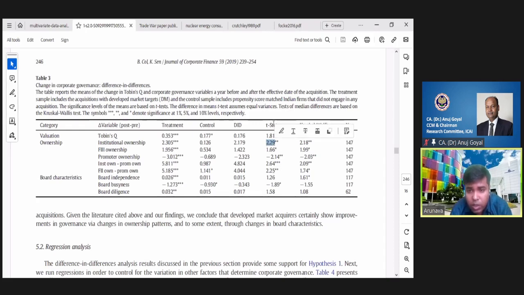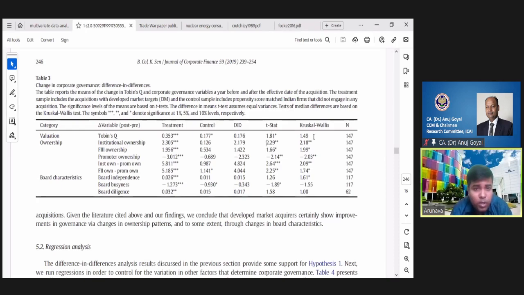And from the t table, they have compared whether the probability falls within the 1%, 5%, or 10% levels. If it is within 1%, they have given 3 stars. Within 5%, they have given 2 stars, and within 10%, they have given 1 star. So this is how the results are represented.